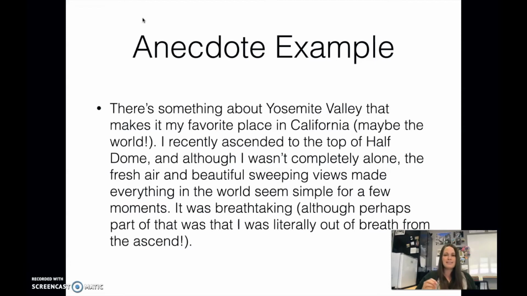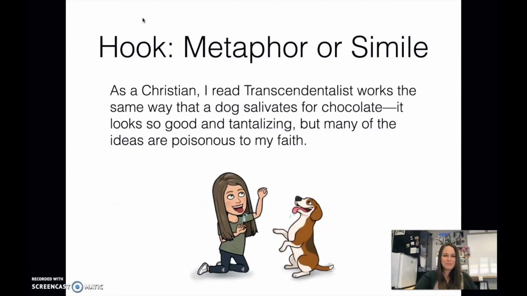Okay, notice I didn't spend a whole page telling a story, but I did place you in my situation of hiking up Half Dome and feeling at peace and my breath being taken away and all of that. So you could do a question, you can do a quote, you can do an anecdote.